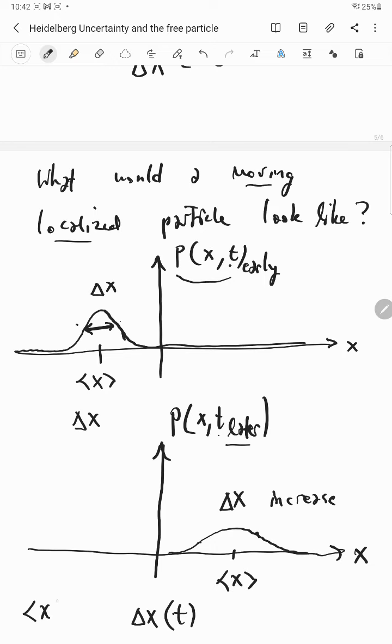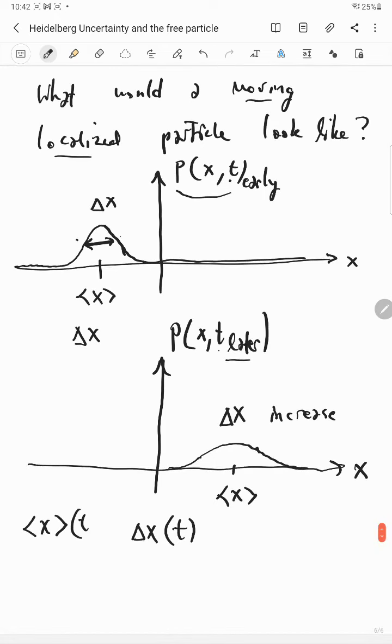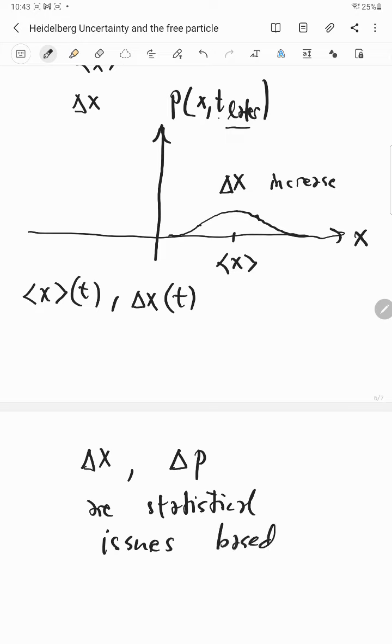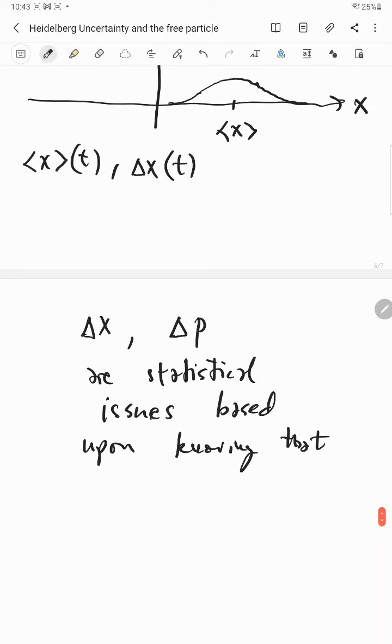And the expectation value of x can be time dependent, right? And so, yeah, Heisenberg's uncertainty principle is all these things. Delta x and delta p are statistical issues, based upon knowing that psi is related to the square root of probability.